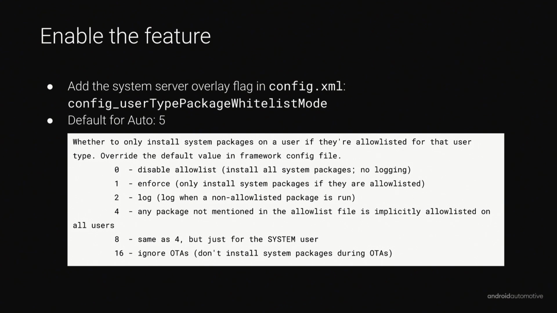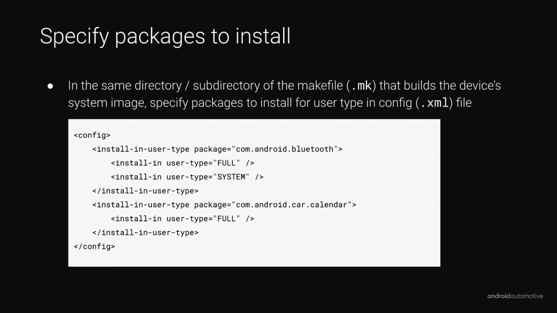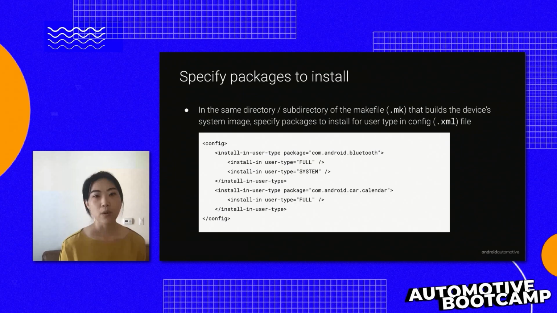The next step is to set up a config file to specify which package to install for the different user types. The config file has to be located in the same directory or a subdirectory of the makefile that builds the device system image. And here we're showing an example of what to include in this config file. For the first package, Bluetooth, we're going to install for both full and system users, while for the second package, the calendar, we're only installing for the full user.